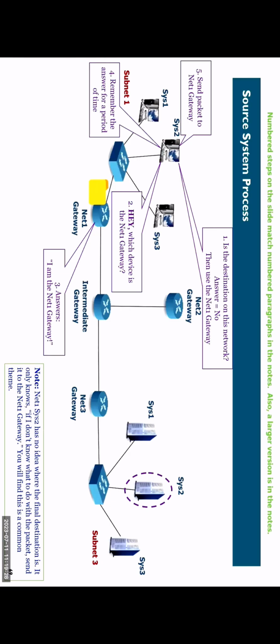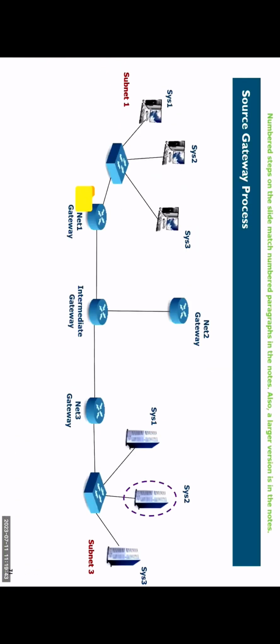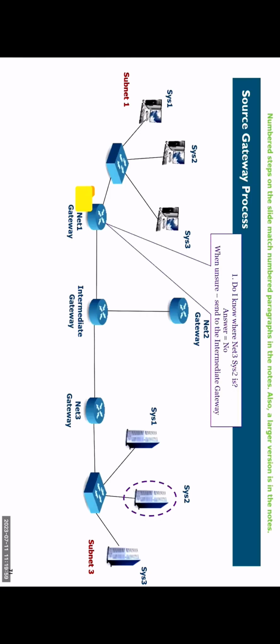Now, network 1 gateway has received this information. It's not meant for them. They know it's not meant for them. They look at the address and say, this isn't for me. Somebody's asking me to deliver this for them, to forward it on. And so now the subnet 1's gateway has this information. It asks, based on the address, am I directly connected to the network for system 2 on network 3? No, I'm not. So I send it to my gateway.